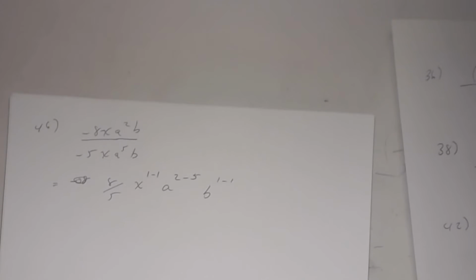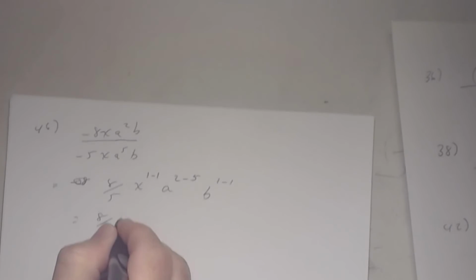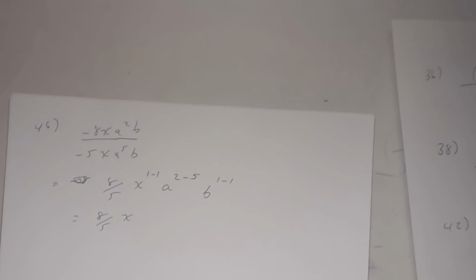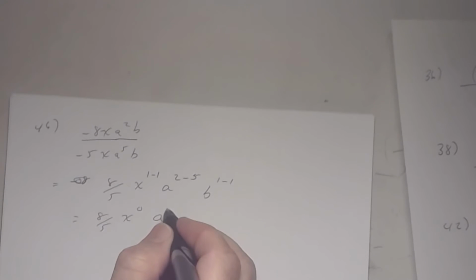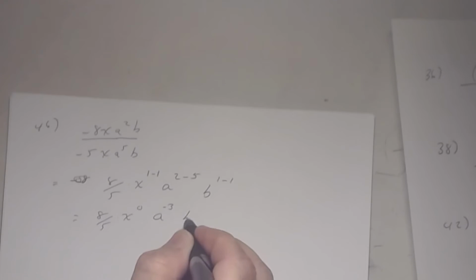Okay? I'm just not skipping any steps here. So I have 8/5 times x to the 1 minus 1. Now what's 1 subtract 1? 0. Times a to what power? Negative 3. Times b to what power? 0. All right, so that's where I'm at. Notice I'm not skipping any steps. I'm doing it one little part at a time.